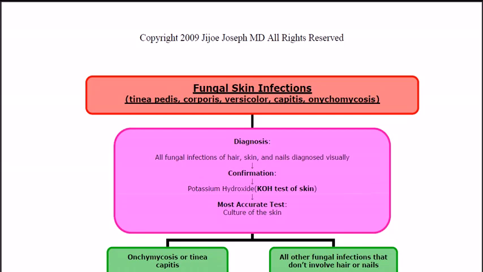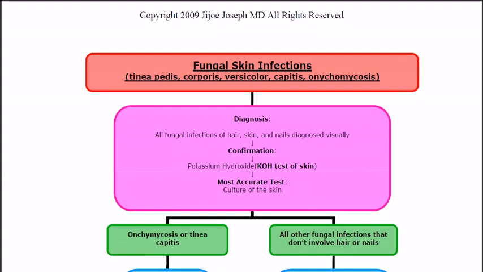Alright, so our next topic for discussion is fungal skin infections. Our examples are tinea pedis, tinea corporis, versicolor, capitis, and onychomycosis. These are fungal skin infections, and we're going to diagnose them visually. All fungal skin infections of the hair, skin, and nails are diagnosed visually.